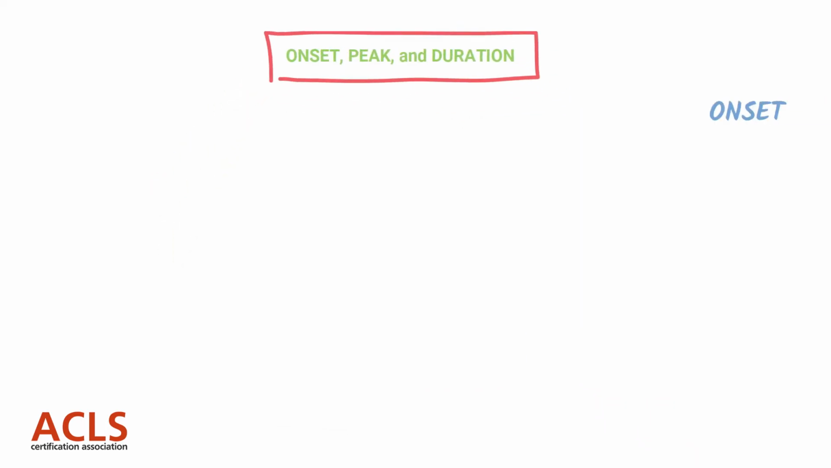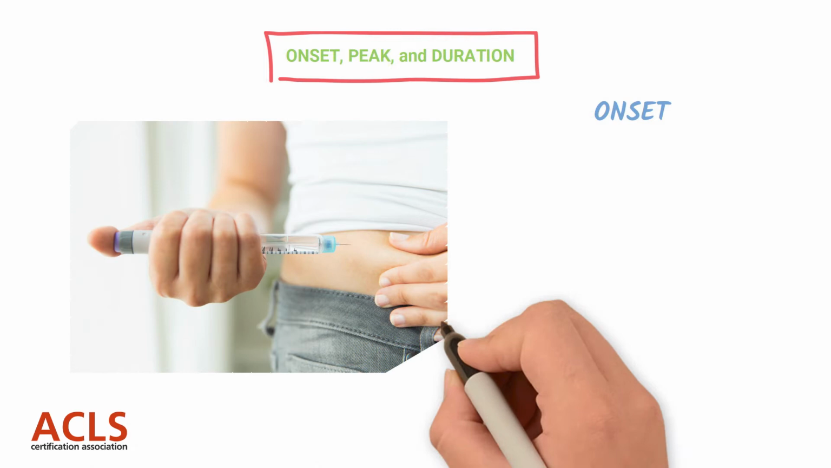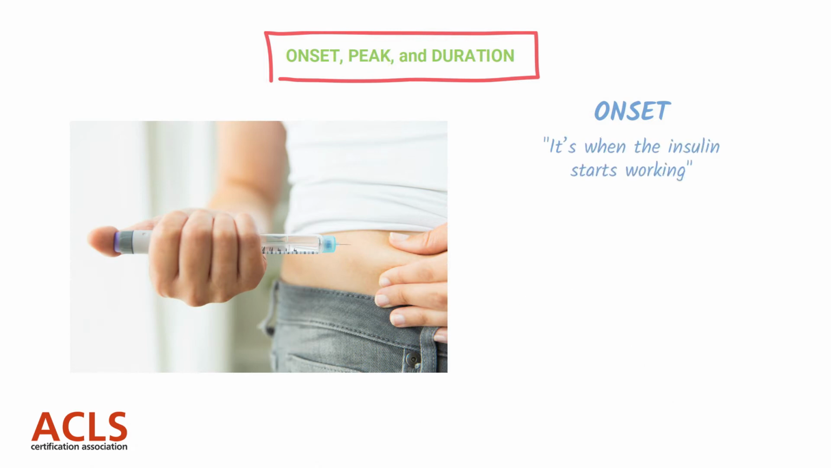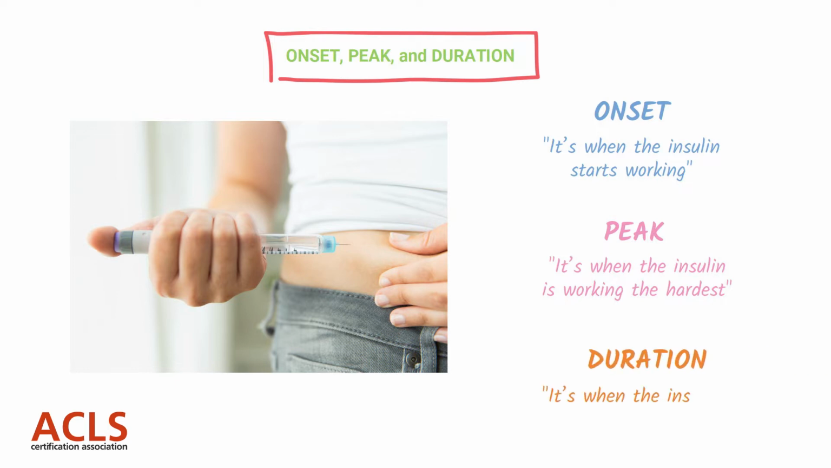We've got the onset, which is when the insulin kicks in. Okay, that's when it starts working. The peak is when the insulin is working the hardest. It's kicking in and fighting hyperglycemia at its peak level with the strongest punch. And the duration is basically another word for when the insulin is out of the patient's system.